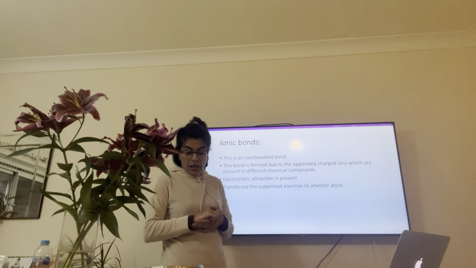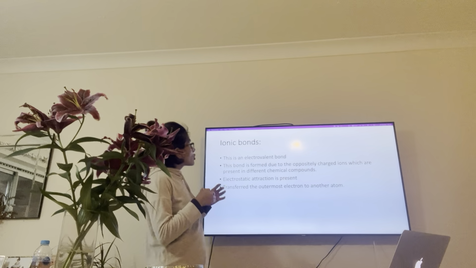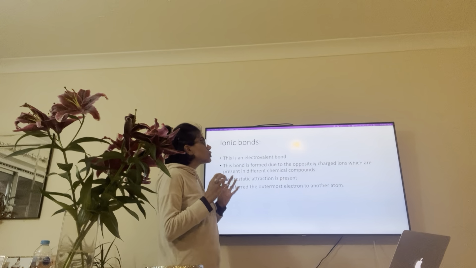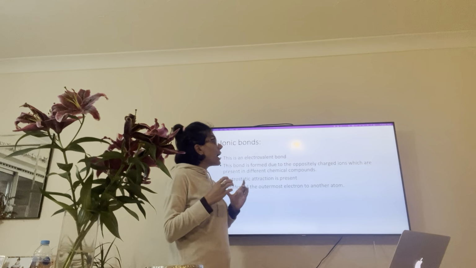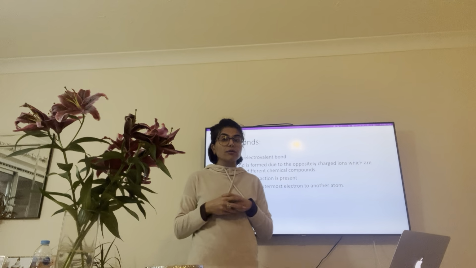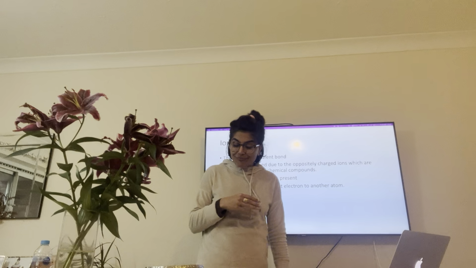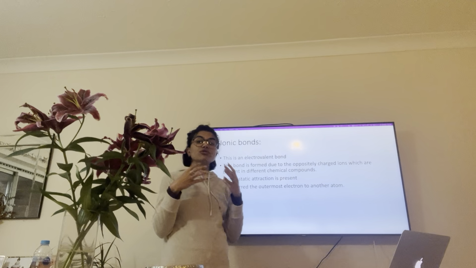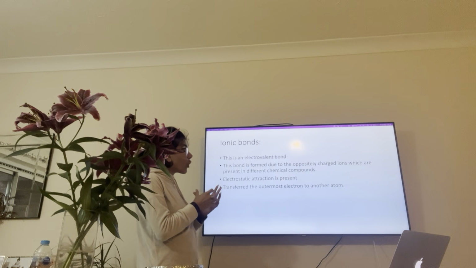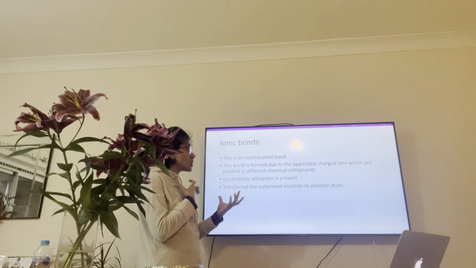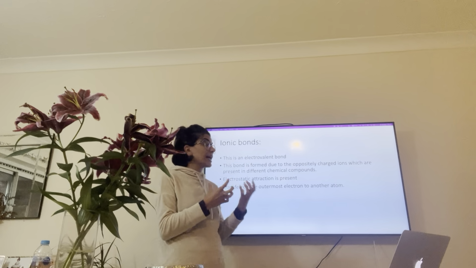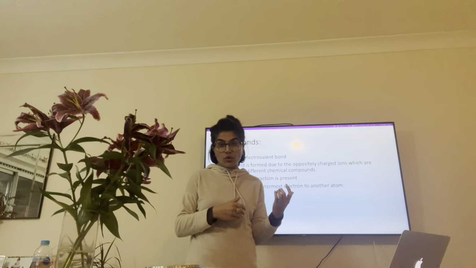Ionic bond. Ionic bond is mainly an electrovalent bond. This bond is formed due to oppositely charged ions which are present in different chemical compounds. So these bonds are connected through electrical attraction. These bonds form due to the transfer of an electron from the outermost shell to another atom.